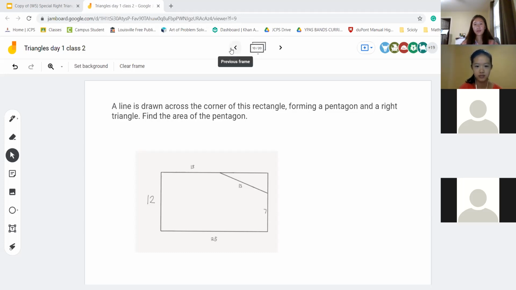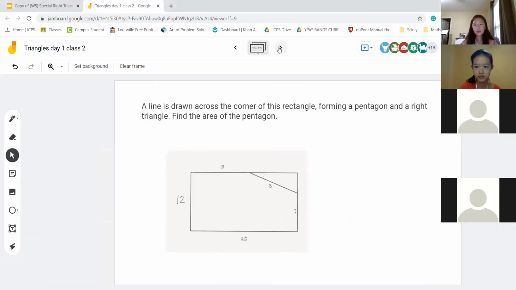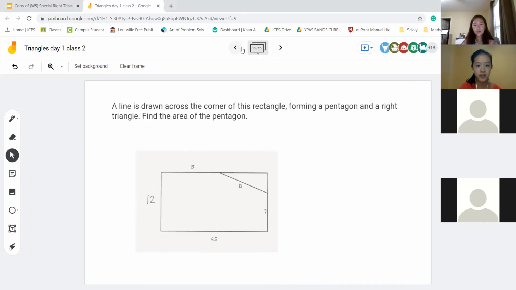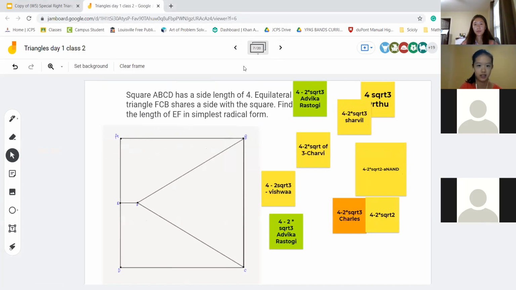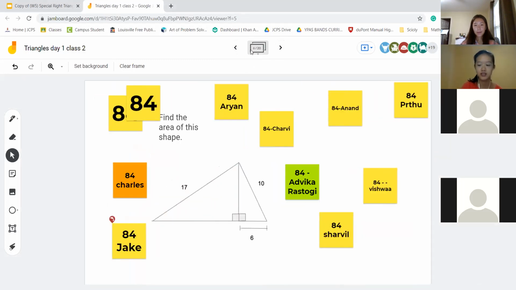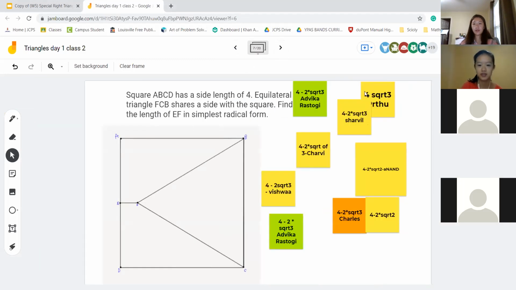Okay, it's 4:05, so I think we should go over number 7, number 8, number 9, number 10, or at least some of those. Okay, here's number 7. So we'll start with this one. A lot of you have the same answer, so hopefully you're all right.